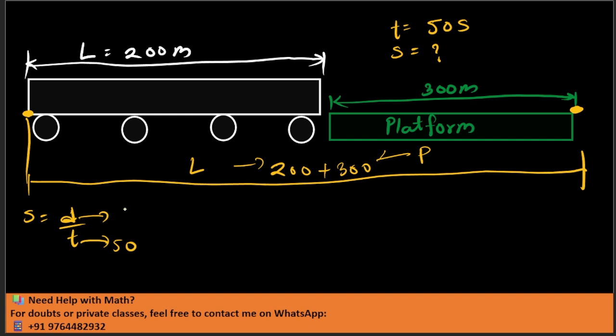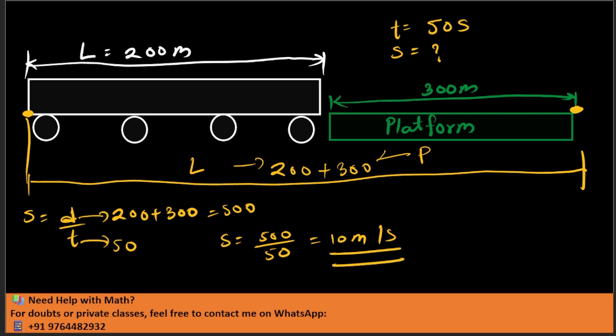Okay, so distance here, when the train crosses any object having length, we take the length of the train plus the length of that object. So here distance will be 200 plus 300, right? The distance traveled is equal to 200 plus 300, and it is equal to 500. So speed is equal to 500 divided by 50, and I have 10 meter per second. I hope you got it how to find the distance traveled.